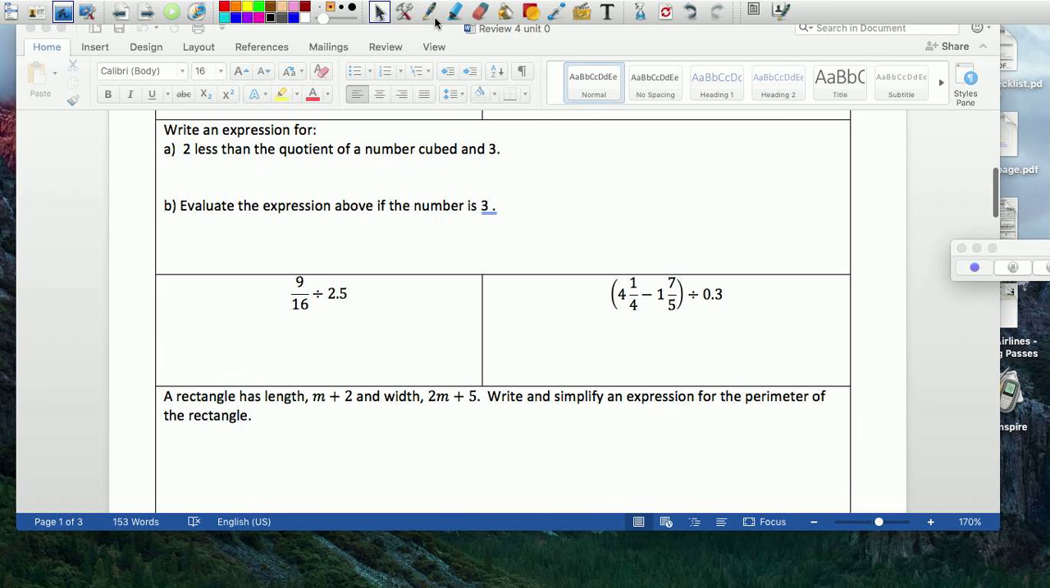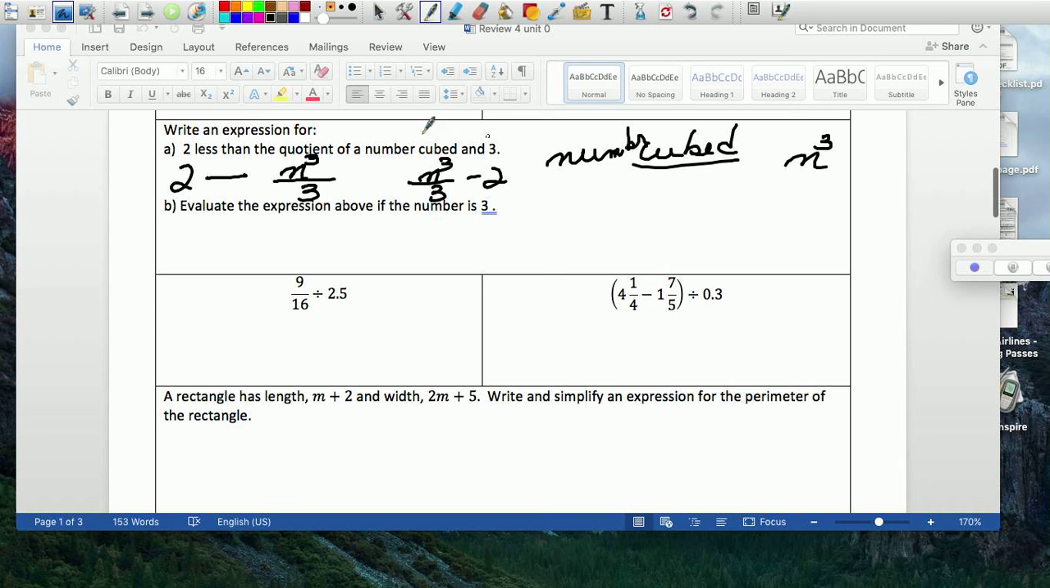All right, so again, we have an expression. Less than means subtraction. Quotient means a division, so I'll put a division bar here. And a number cubed, anything that's cubed is to the third power. Another way of saying to the third power is saying cube. So we have a number to the third power divided by 3. But we're not done because of less than, we're going to turn around, right? So we're going to write n to the third over 3 minus 2. So that should have been your final answer.